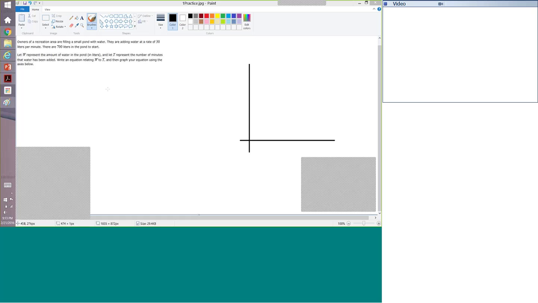All right, so as Don pointed out, we have our initial equation here. We're going to have W on the left, the amount of water in the pond, because the thing that we're going to be counting is time. And we had 700 liters to start, and we're adding 30 liters per minute. Since per minute is our time, we're going to have 30 times T plus 700.